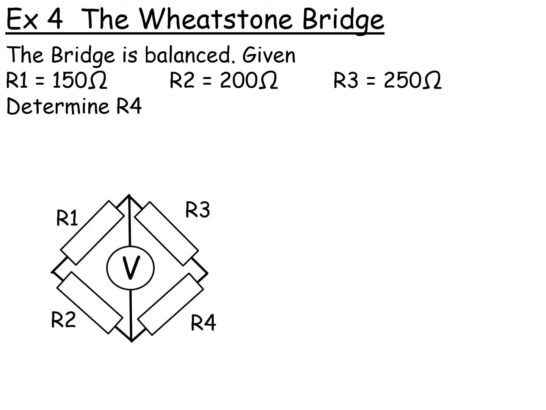Okay, example 4 now, and there's two more examples after this, folks. So if you want to have a break, I know I've been talking about 25 minutes. Feel free to go for a break and then come back to this. If you're back and ready, let's have a look at this one here. So again, the bridge is balanced. Determine R4. Okay, now remember, if it's balanced, we can use our equation R1 over R2 is equal to R3 over R4.